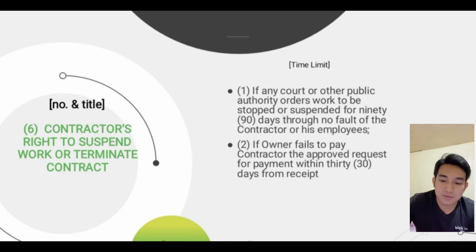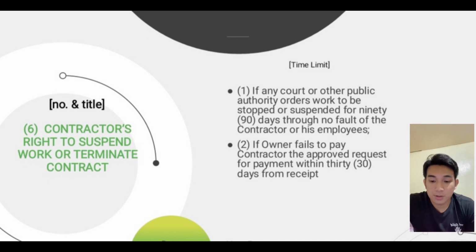The continuation of section 11, schedule of time limits. For the number and title, number 6, contractor's right to suspend work or terminate contract. The time limit: contractor may suspend work or terminate contract upon 15 days written notice to owner for any of the following reasons. Number 1, if any court or other public authority orders work to be stopped or suspended for 90 days through no fault of the contractor or his employees.